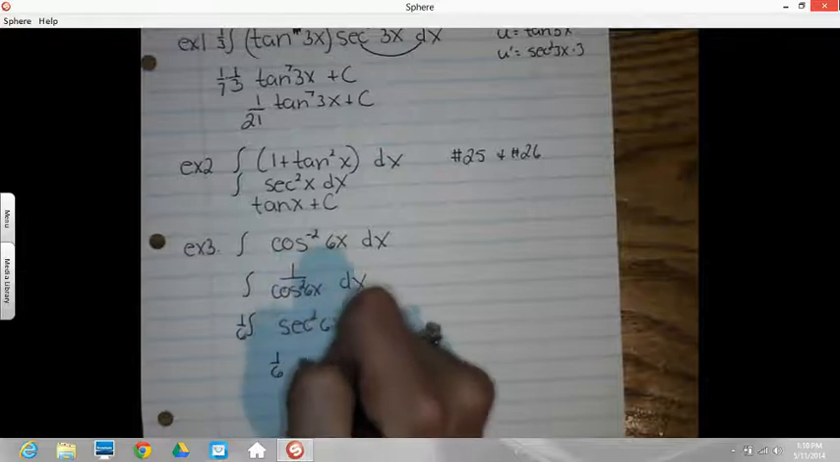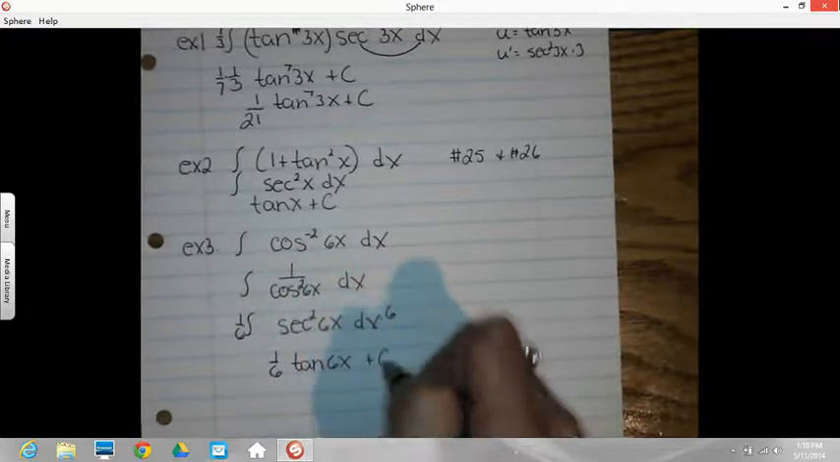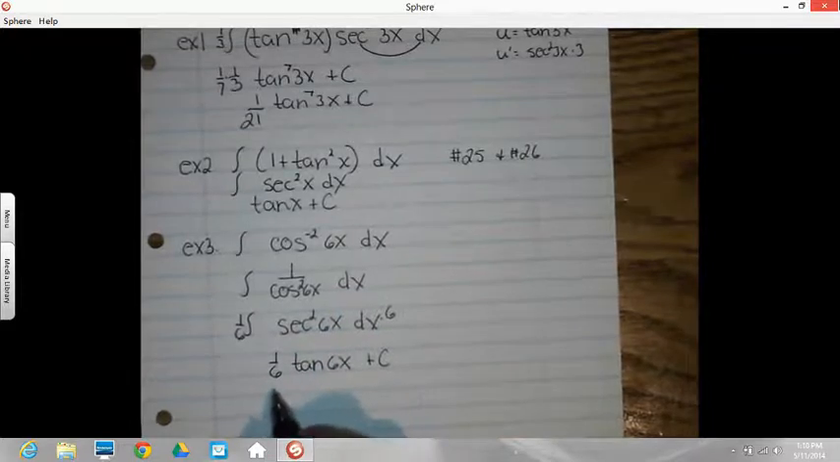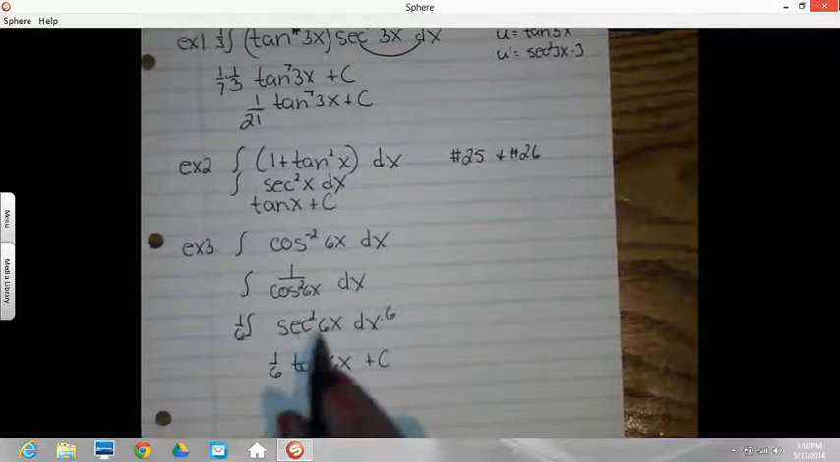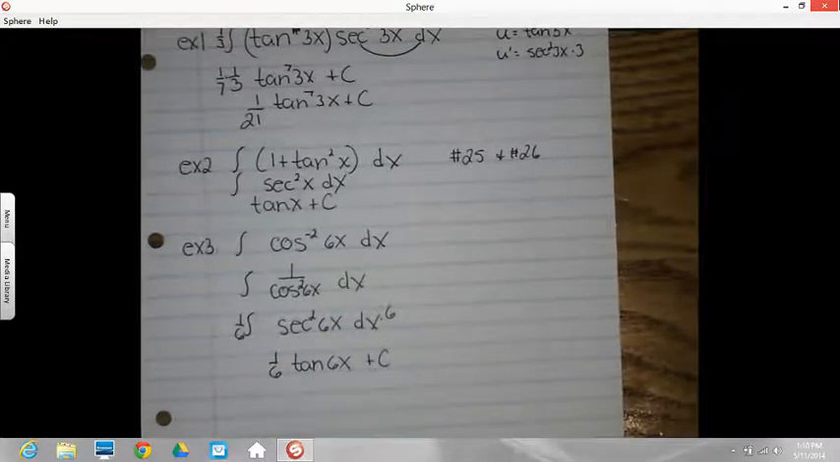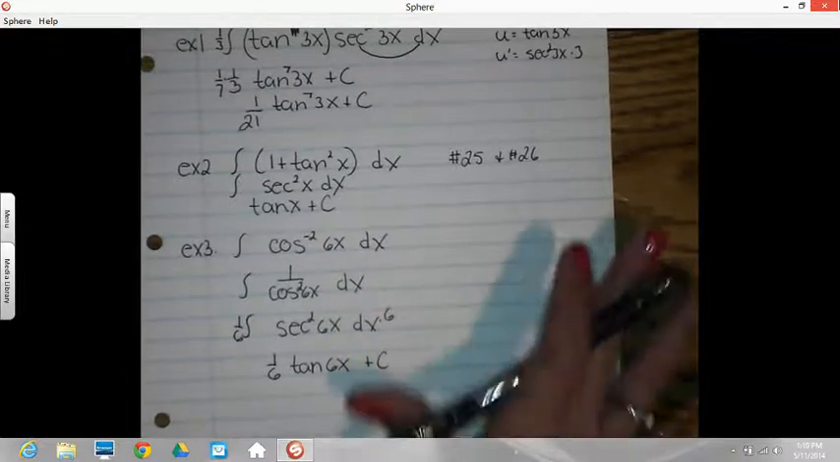And you can check the derivative, carry the 1/6. Derivative of this is secant squared times 6. The 6 and the 1/6 cancel out. I'm right back to that. It's all good. Okay, that's really it. It's just keeping track of everything now. There's nothing new other than maybe simplifying first with this trig identity.